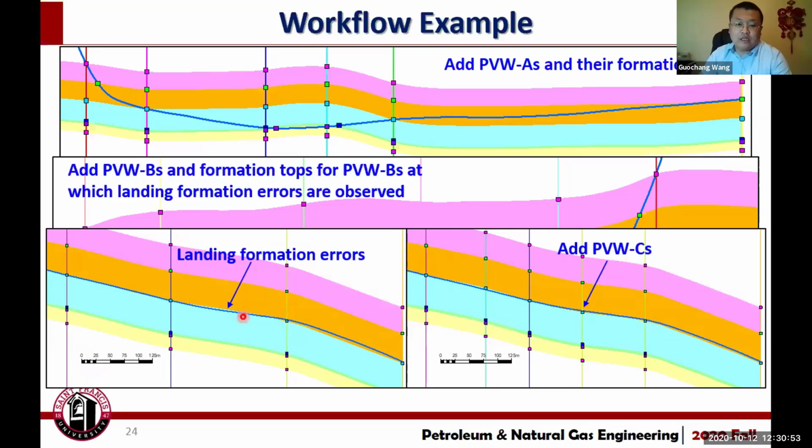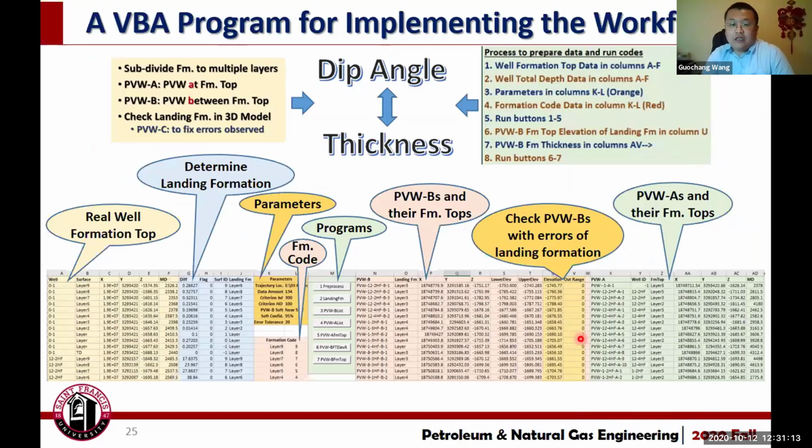Here is an example. You can see here, again, this horizontal well should be in this orange zone, but it goes to the blue zones. So we add another pseudo-vertical well C here and add those formation tops to remove those errors. You can add more if you need, but our suggestion is we try to add as few as possible to fix all those problems. And again, here is our program. We try to automate all those steps because if you do it manually, again, it's very time consuming.